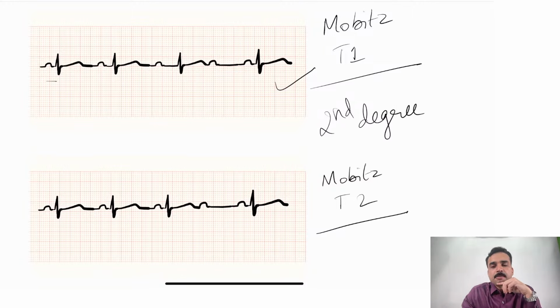It's a high block. That means it's an infranodal block, so it's in the bundle of His. If it continues to get blocked like this, there is a very high risk of it going into a complete heart block, that is third degree AV block.